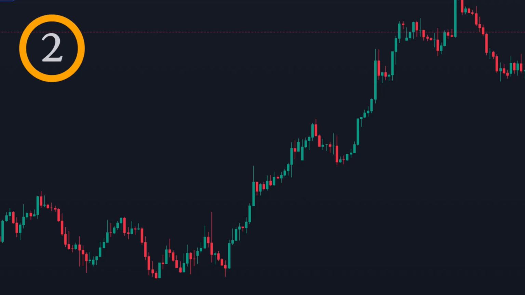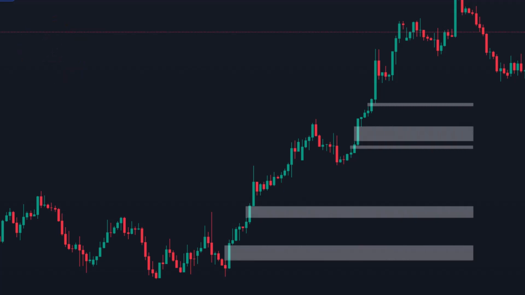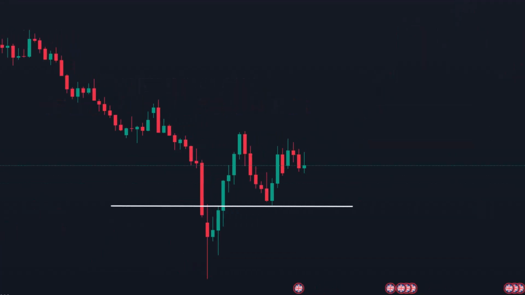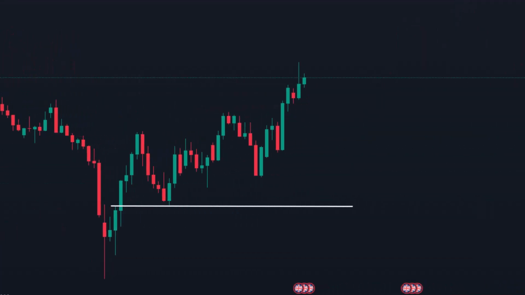Number 2, whenever you spot multiple fair value gaps on one setup such as this example, always prefer the ones with large size. Larger fair value gaps such as this one almost always work better compared to smaller ones because they represent a stronger imbalance between buyers and sellers. This means they are more likely to act as stronger areas of support or resistance.